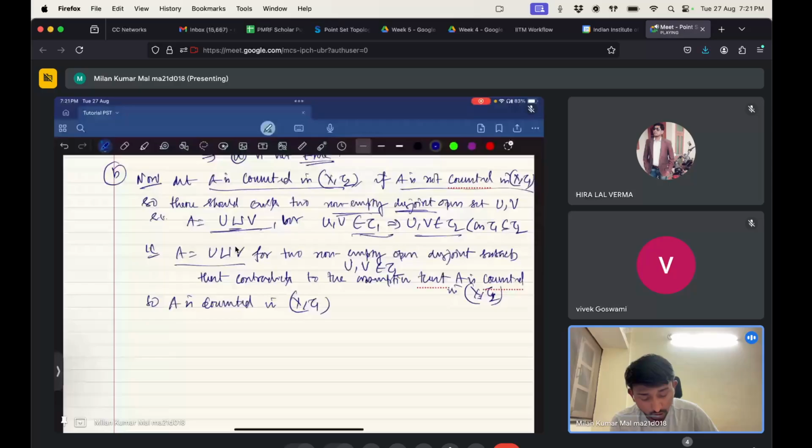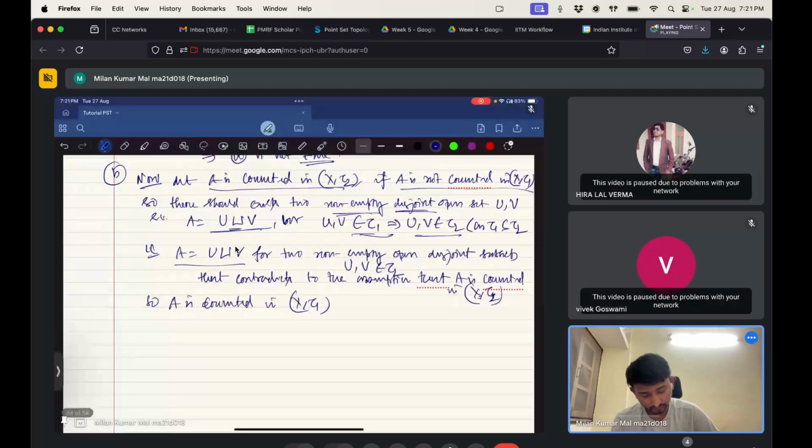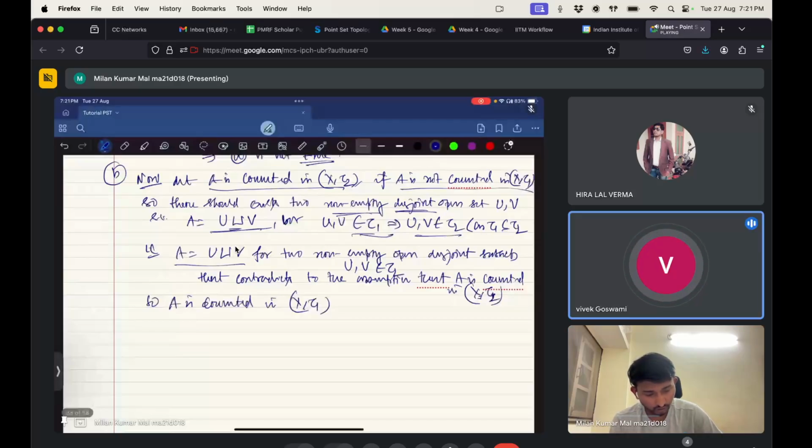Now, connectedness of A does not depend on the chosen topology. We have seen that connectedness depends on the chosen topology, so D is automatically false. Is it clear? Yes, sir, clear.